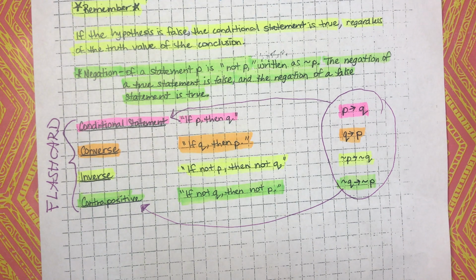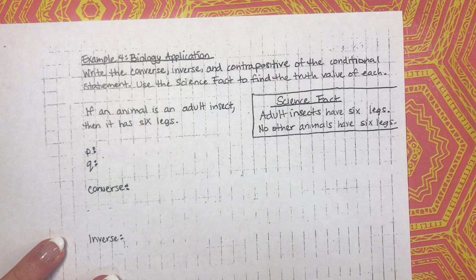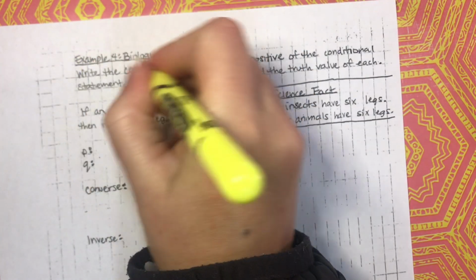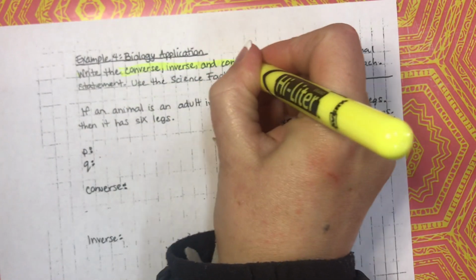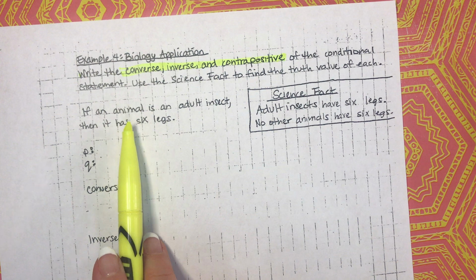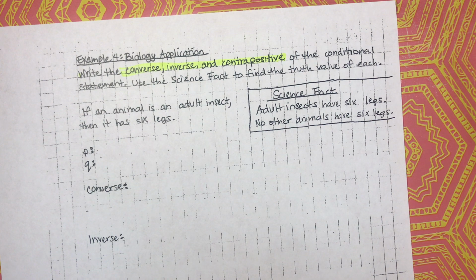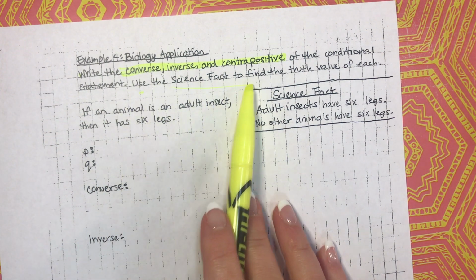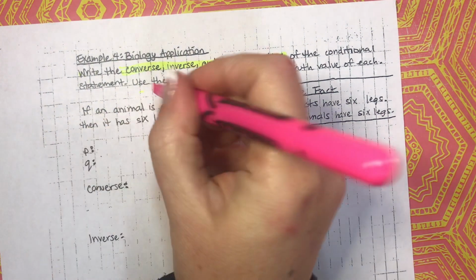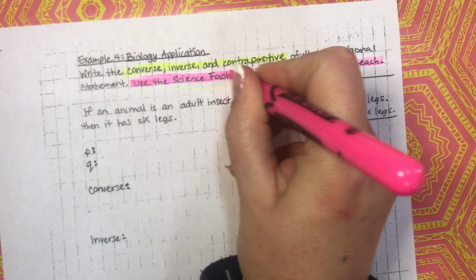Okay, let's look at a problem and see what this looks like. Here we have example 4, and first we need to write the converse, inverse, and contrapositive of the conditional statement. They're giving us the conditional statement, and from that we have to write the converse, inverse, and contrapositive. And then we need to use the science fact to find the truth value of each of those statements.